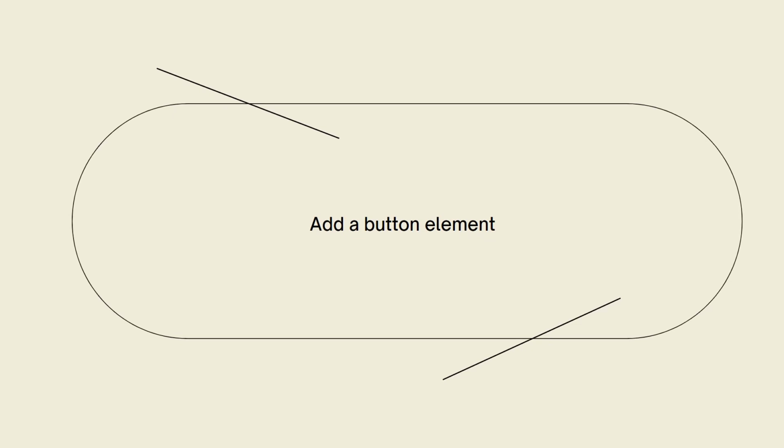Add a button element. Within the selected section, look for options to add elements or blocks. Typically, you will find a button element or a call to action option.